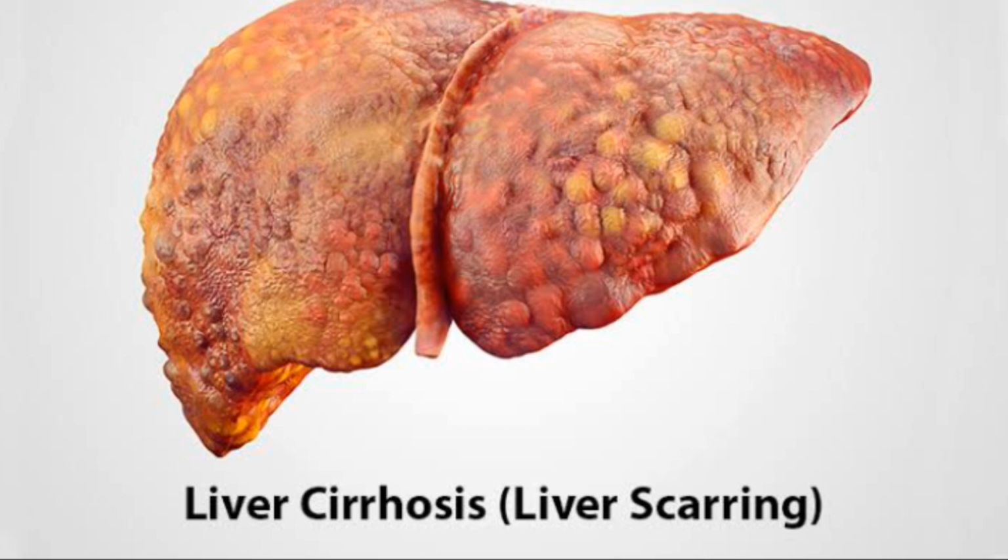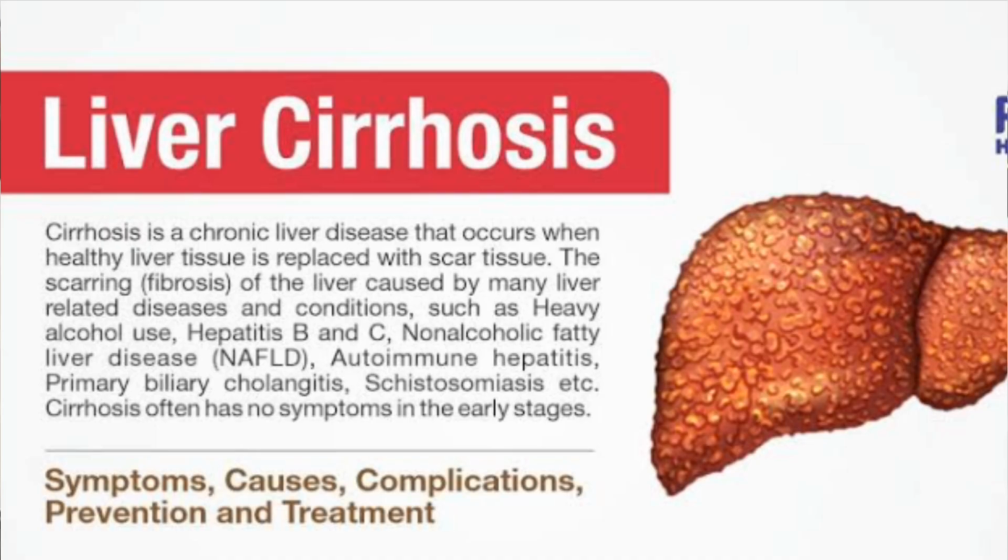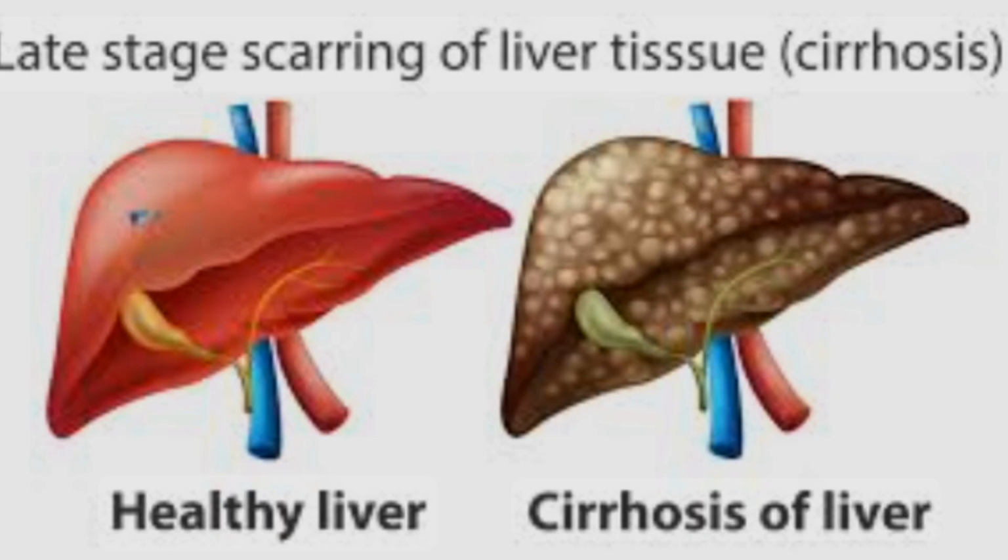Today we will talk about liver cirrhosis. What is liver cirrhosis? Cirrhosis is the late stage of chronic liver disease. It is characterized by progressive fibrosis. There is scarring of liver tissue, nodular regeneration, and loss of normal liver architecture and function.